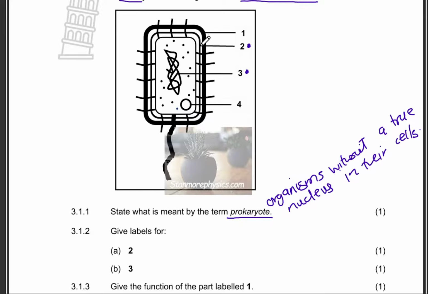So 2 is this middle layer here, which is the cell wall. Remember, on the outside, you'll have the slime capsule, then the cell wall, then the cell membrane. So 2 is the cell wall. Then 3 is the nucleoid, which will contain the DNA of this bacterial cell.